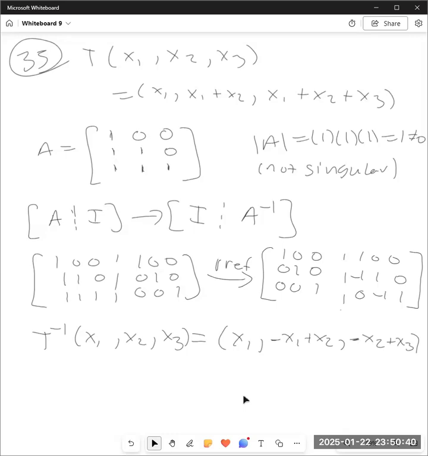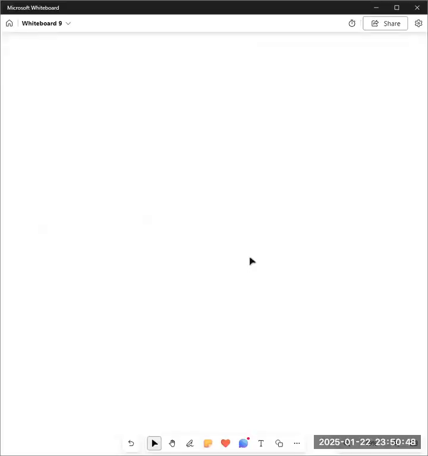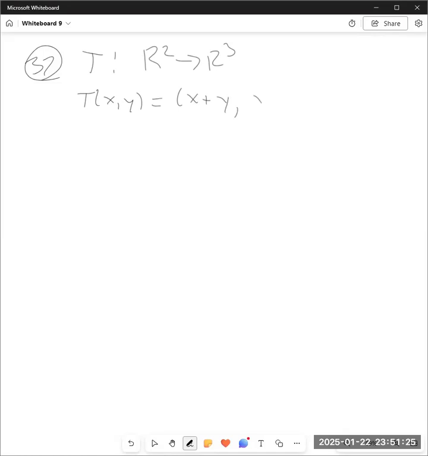Let's look at number 37 now. 37 asks me to find the image of the transformation two ways. First using the standard matrix, and then using the matrix relative to B and B prime. We did that in an earlier video. So T is given as R2 to R3. And then we're told T of XY is equal to X plus Y, X, Y, like that. V is given as 5, 4.